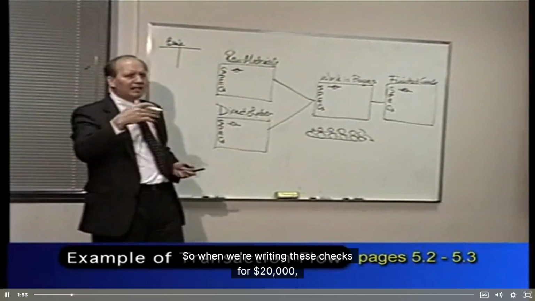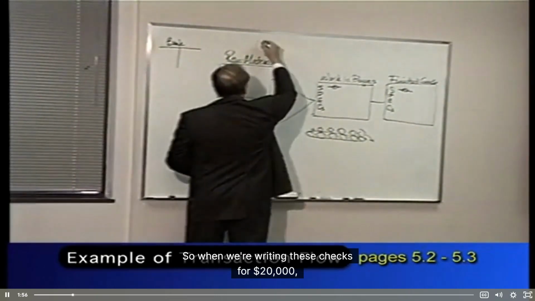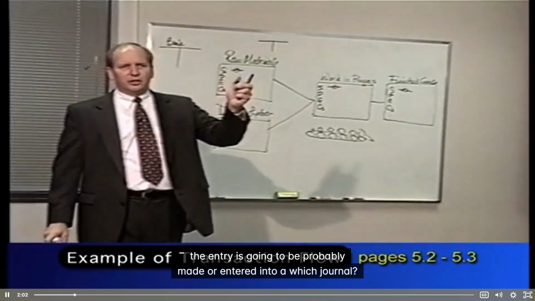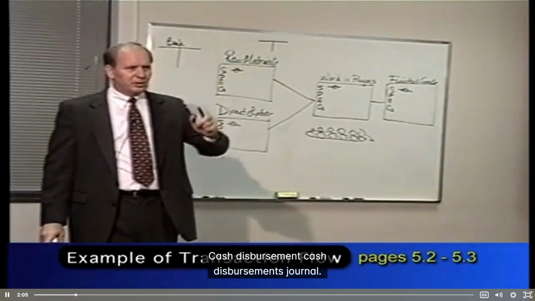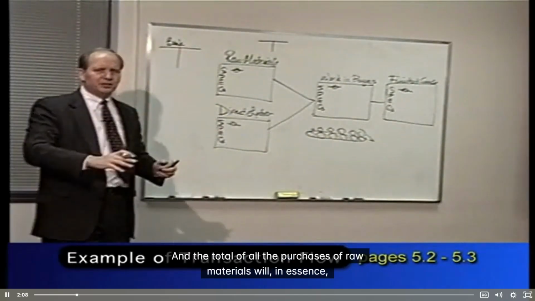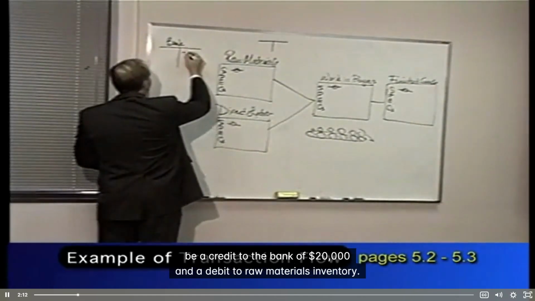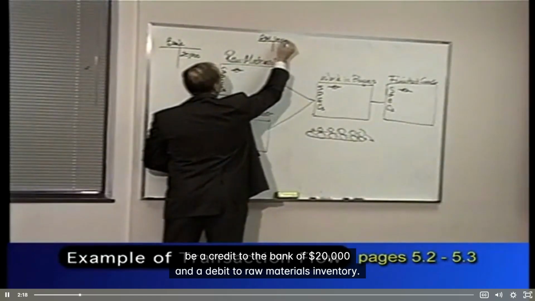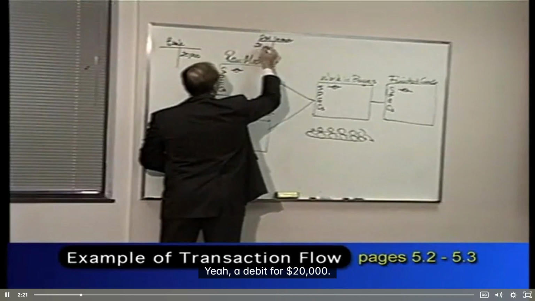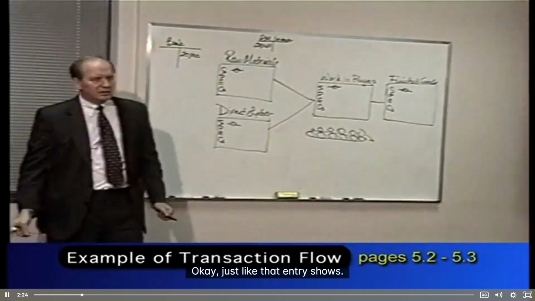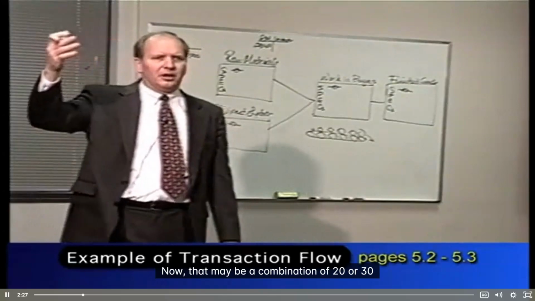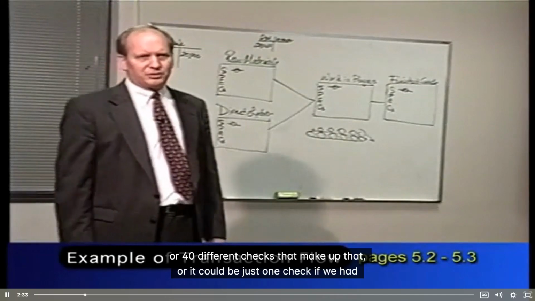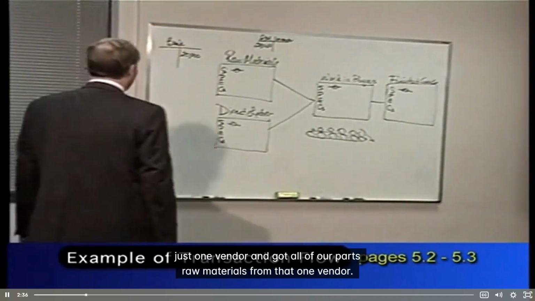Okay? So when we're writing these checks for $20,000, the entry is going to be entered into which journal? Cash disbursements journal. And the total of all the purchases of raw materials will in essence be a credit to the bank of $20,000 and a debit to raw materials inventory for $20,000, just like that entry shows. Now that may be a combination of 20 or 30 or 40 different checks, or it could be just one check if we had just one vendor and got all of our raw materials from that one vendor.